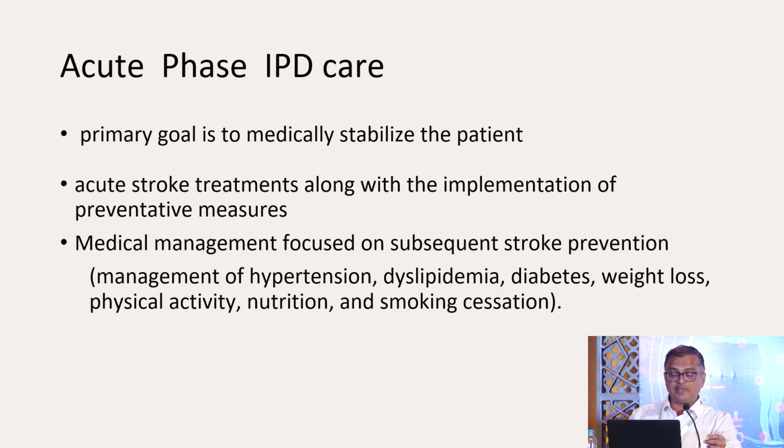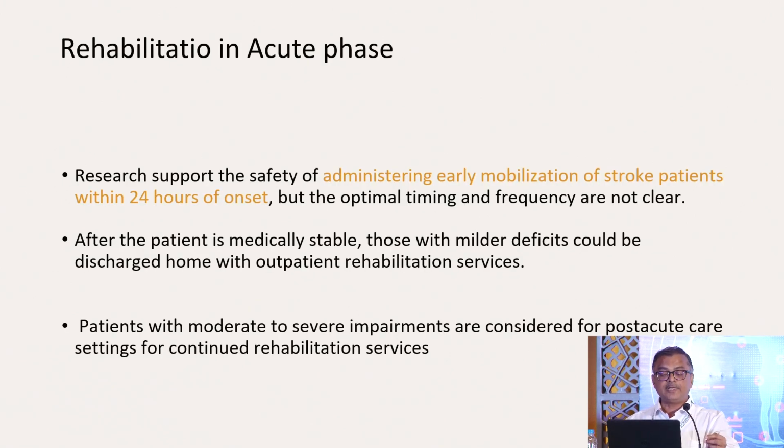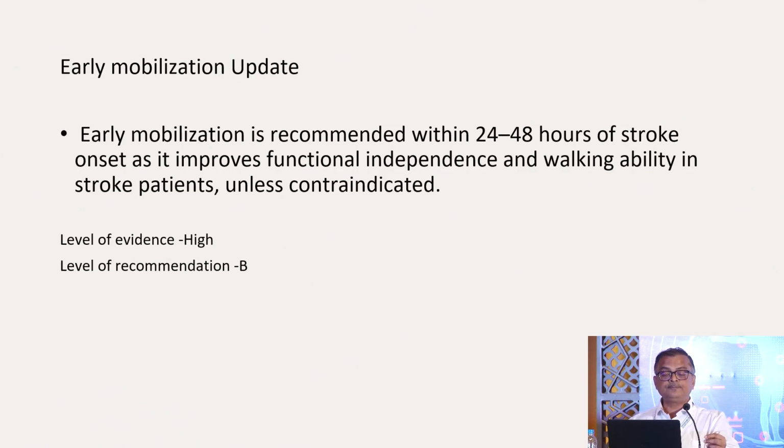Medical, obviously, medical stabilization is a priority. Acute stroke treatment along with implementation of preventive measures. And medical management should focus on stroke prevention. Or what are those? Prevention of hypertension, dyslipidemia, diabetes, weight loss, physical activity, nutrition, and smoking cessation. Rehab in acute phase. Administering early mobilization of a stroke patient within 24 hours of onset. But it is not clear exactly what is the optimal timing and what is the frequency. But literature is suggesting or in favor of early mobilization.